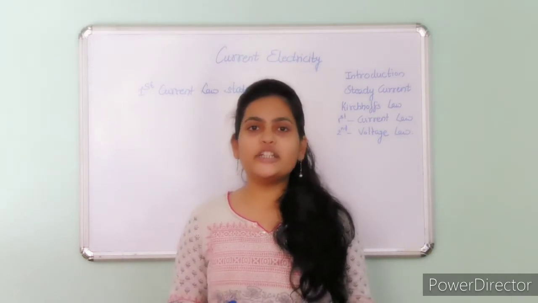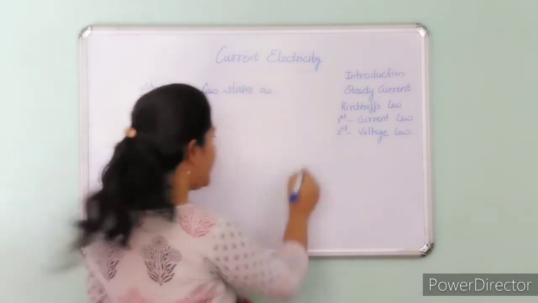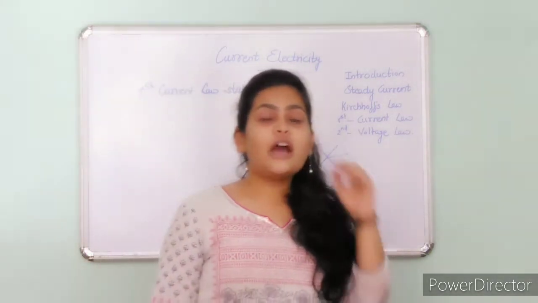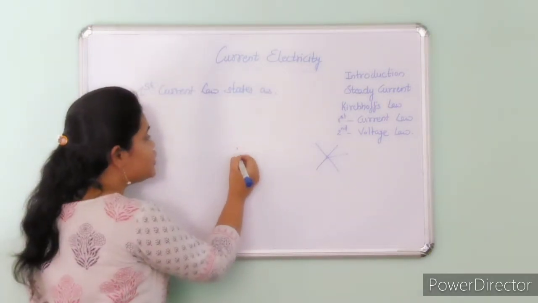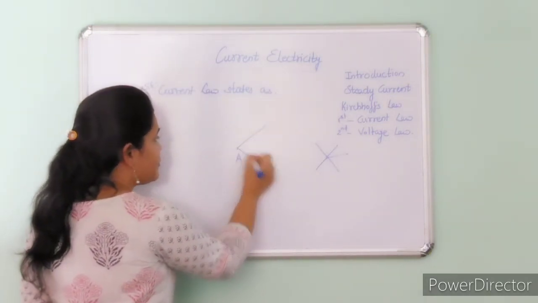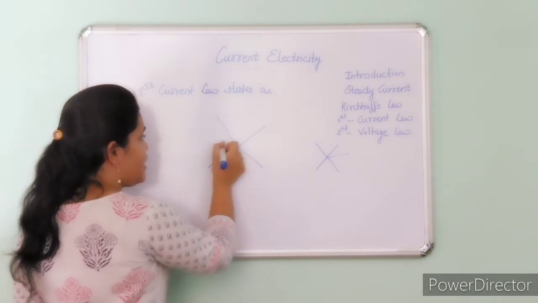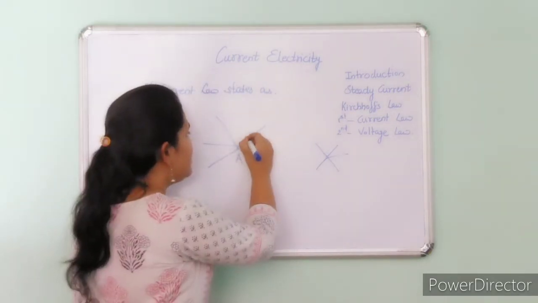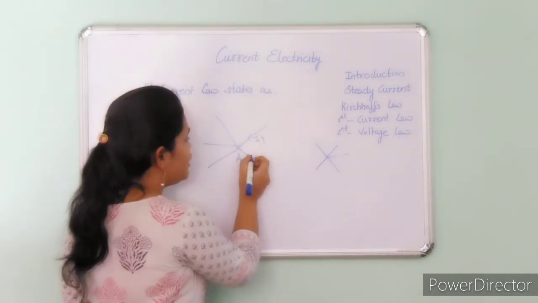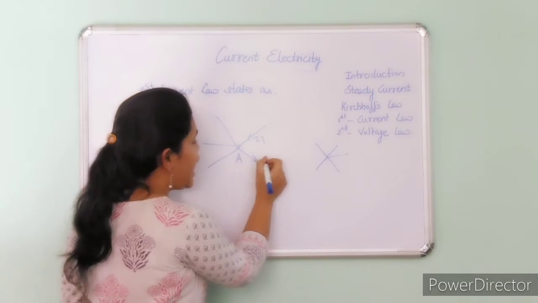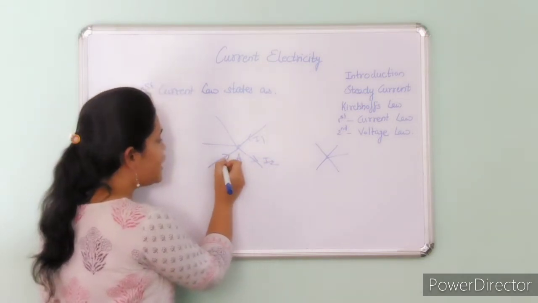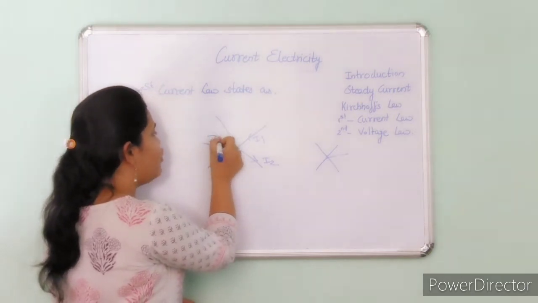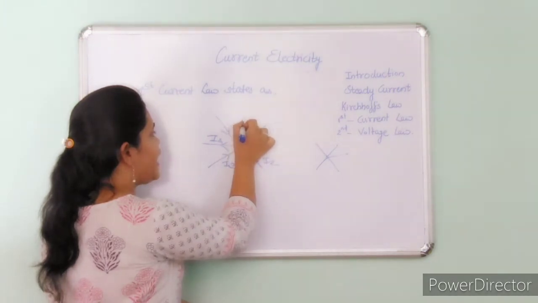But what do you mean by junction? A junction is a point where current splits. Right? So now take an example. Suppose this is the junction A and these are various splittings of current. Suppose from this, current is coming, I1. From this junction, current is flowing away, I2. Here the current is flowing towards the junction, that is I3. Here away, I4, and here towards, I5.